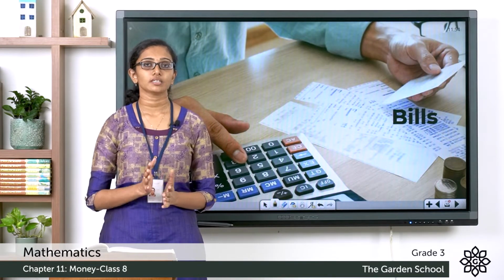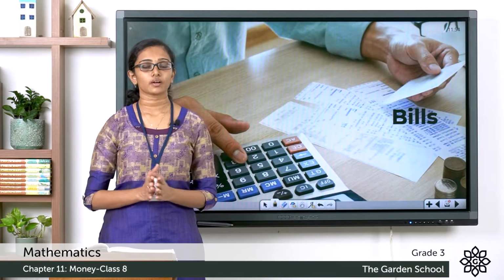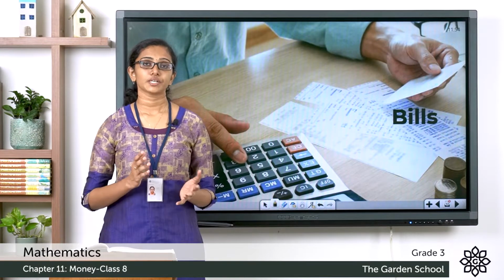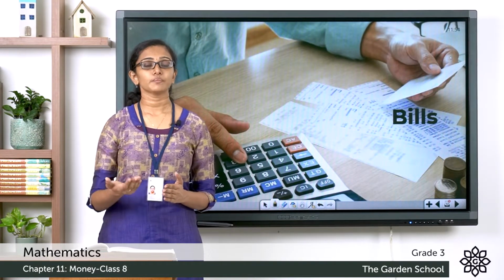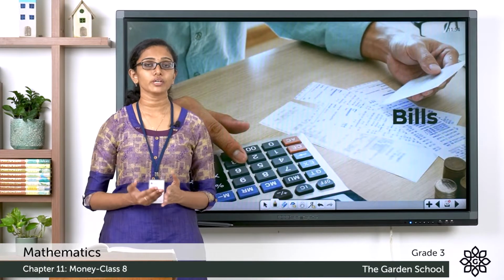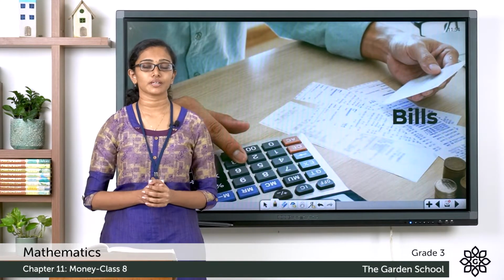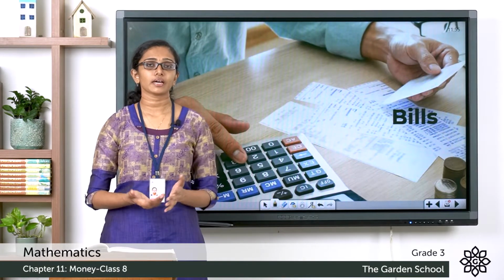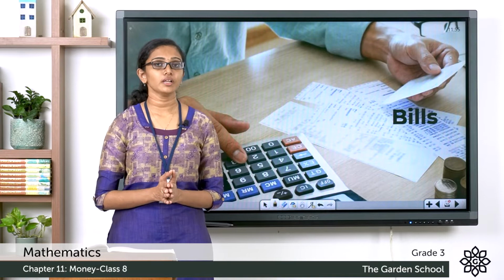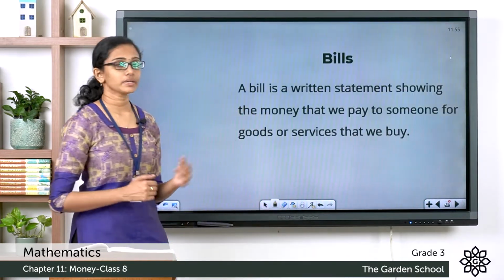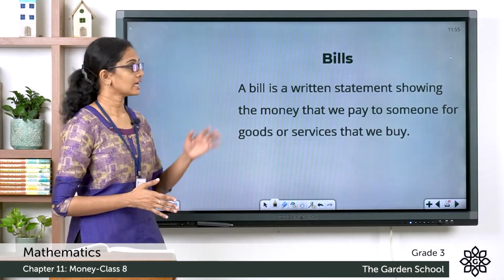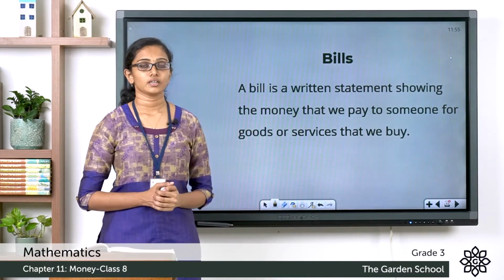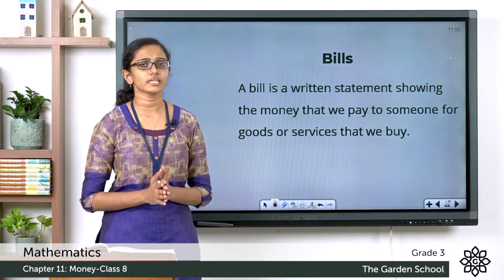Now imagine that the TV in your house broke. You call the service person, who comes, repairs your TV, will hand over a bill to you, and you will pay the amount based on the bill to the service person. So here you have paid for a service according to a bill given by the service person. So can you say what is a bill? You can say a bill is a written statement showing the money that we pay to someone for goods or services that we buy. And I'm sure all of you have seen a bill.